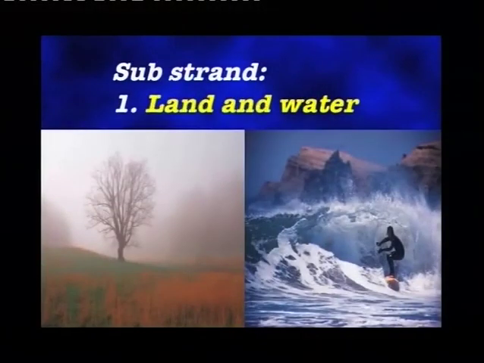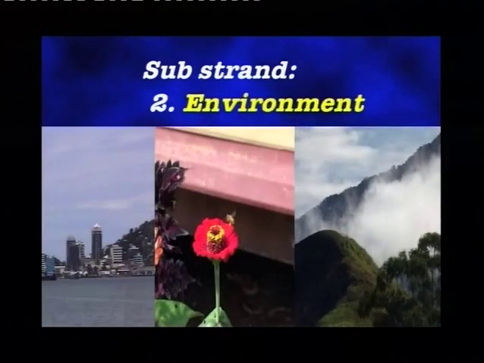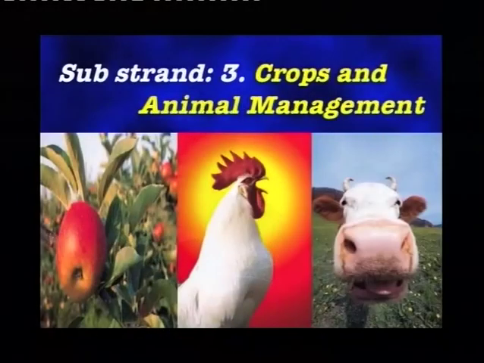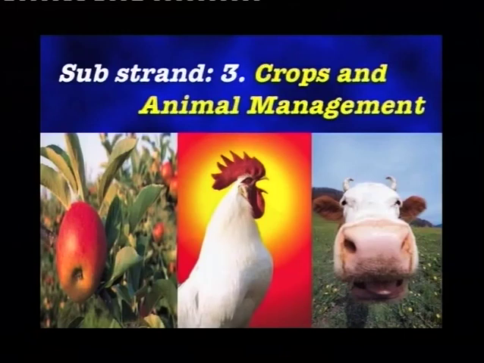Now, there are 3 substrands. Aloysia, what is one of the substrands we looked at in the previous lesson? Land and water. Terence, the other substrand we looked at besides land and water? Environment. Okay, good. Environment is the second substrand. Carry out the last substrand under the strand managing resources. Crops and animal management. So there are altogether how many substrands? 3 substrands under the strand managing resources.